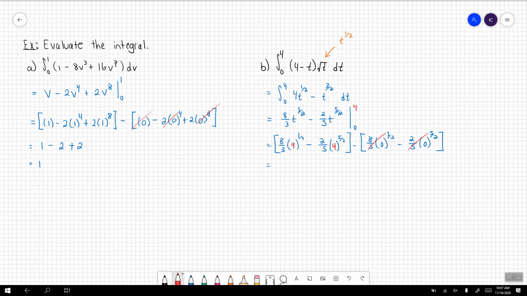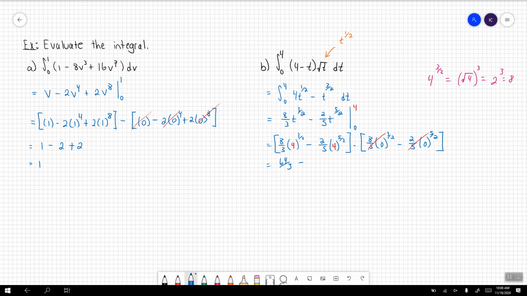I'm going to evaluate 4 to the power of 3/2 really quick. 4 to the power of 3/2 is the square root of 4 to the power of 3. And again, square root, that's because we have a half on the exponent. Square root of 4 is 2, so it's going to be 2 cubed, which is 8. So 4 to the power of 3/2 is really just 8. So 8 times 8 should get us 64 over 3.